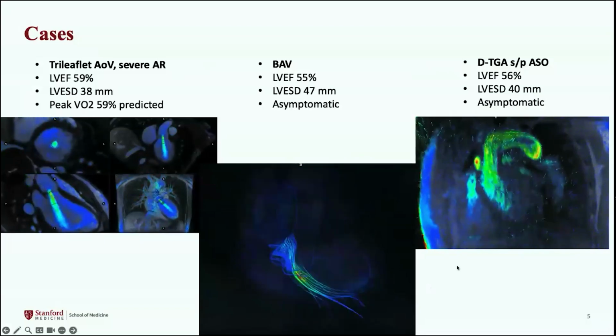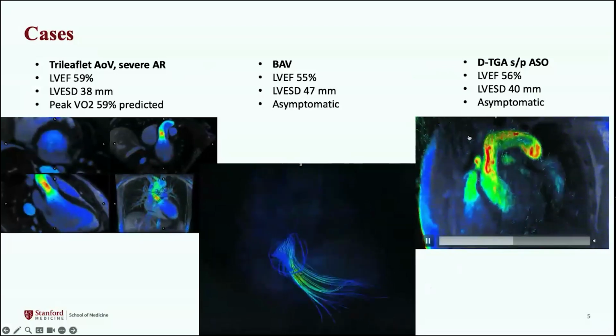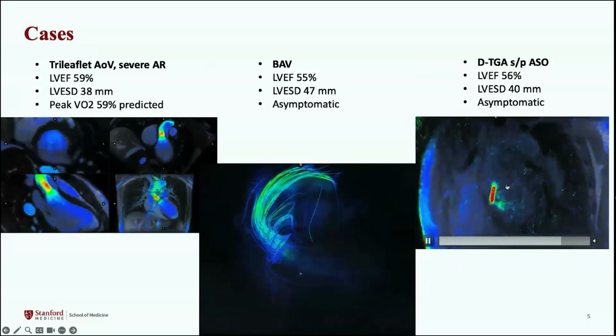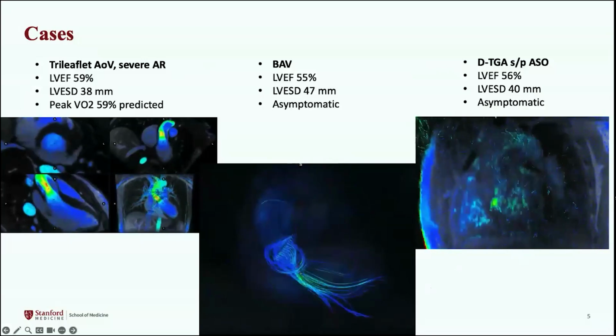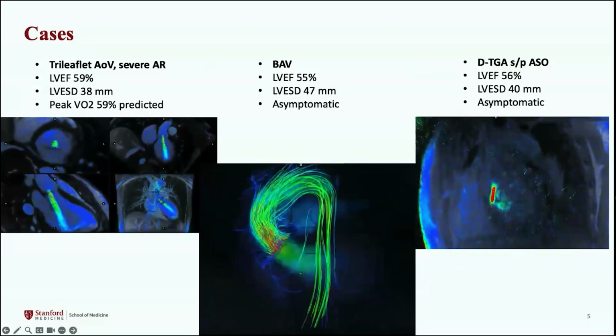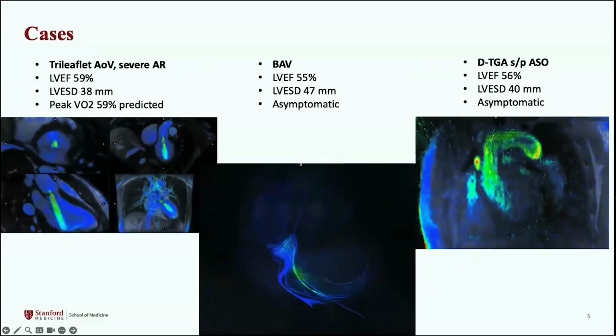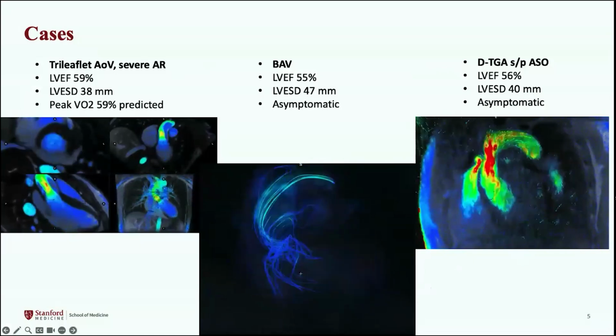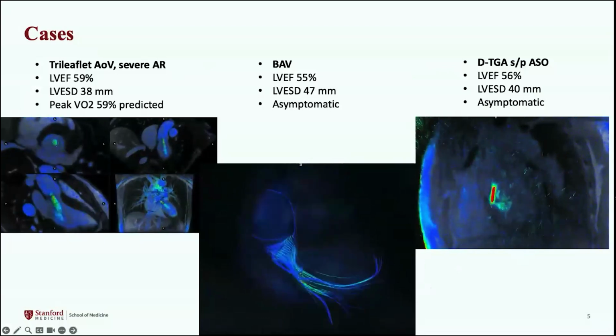And then a patient with DTGA who's status post arterial switch, who has an eccentric jet of aortic regurgitation. You can see that all these patients are reporting to be asymptomatic, with preserved LVEF and an end-systolic dimension that is less than 50.